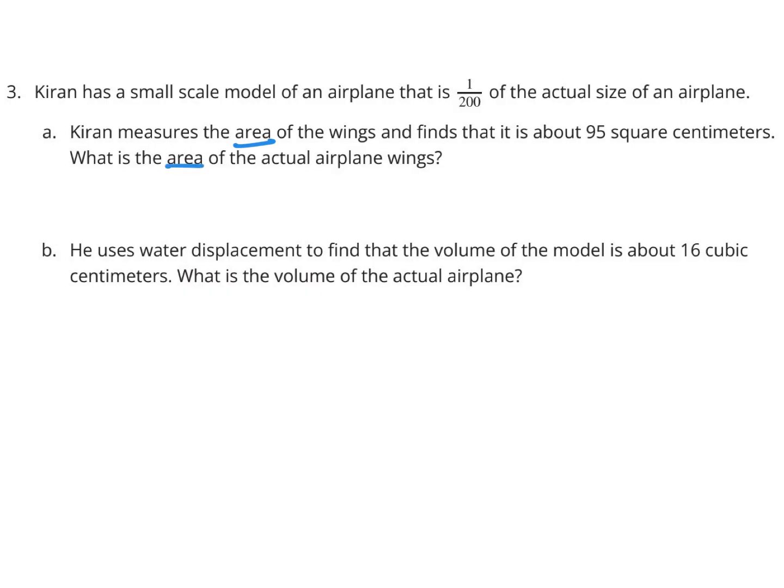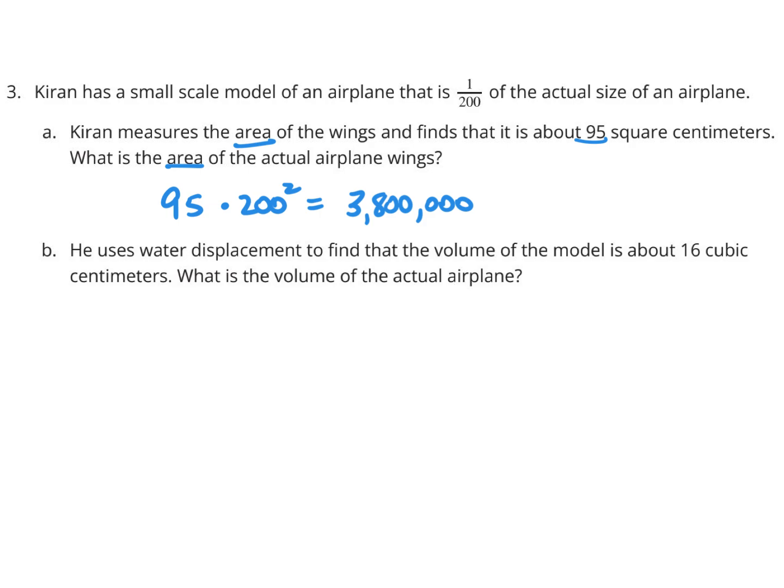So 1/200th is a size, not an area. To go from size to area, we have to square it. So we take our 95 and multiply it by 200 squared. That's how we get area to area. And whatever that number is. So the actual airplane is 200 times bigger than the model.